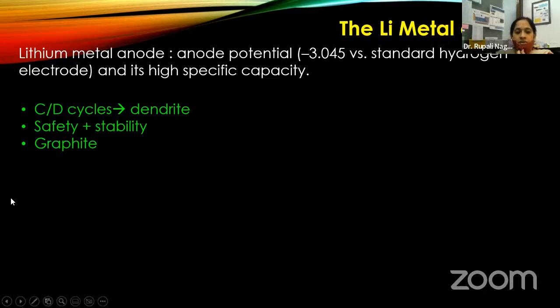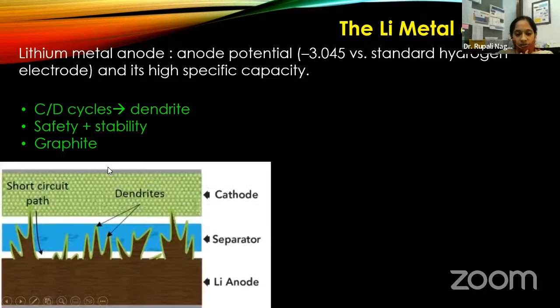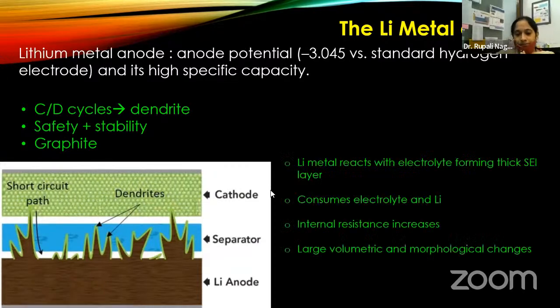In the commercial cells or batteries, graphite is presently being used. So this is the structure of dendrites which are happening. You can see that these are very sharp needle-like structures which grow from the anode towards the cathode. And once they pierce the separator, then we are actually talking about safety and stability issues of a battery.